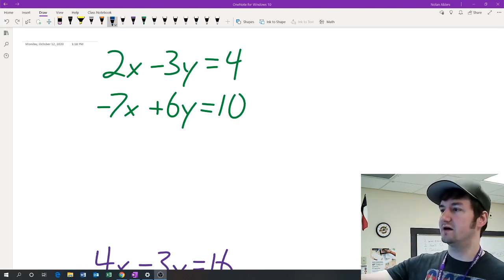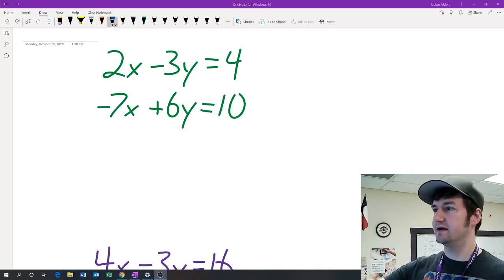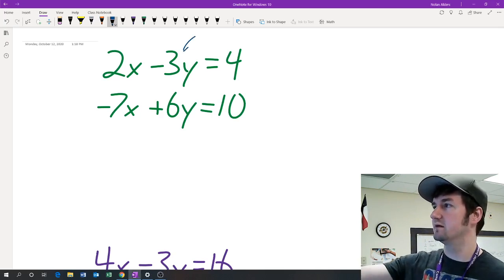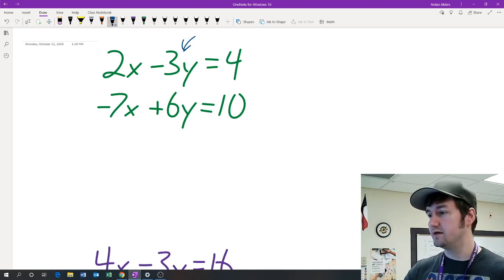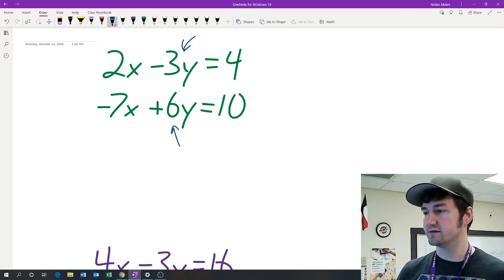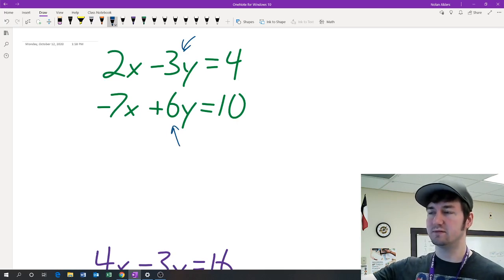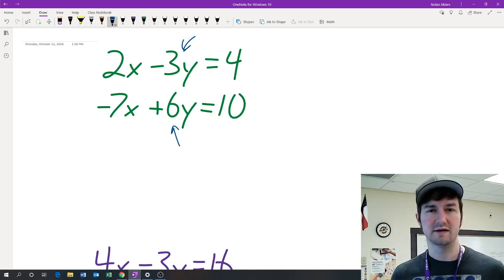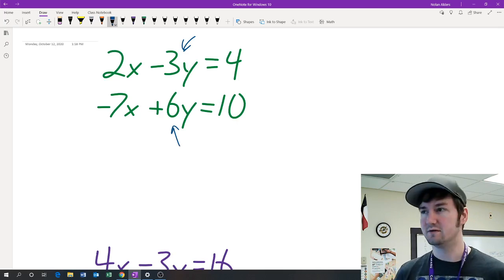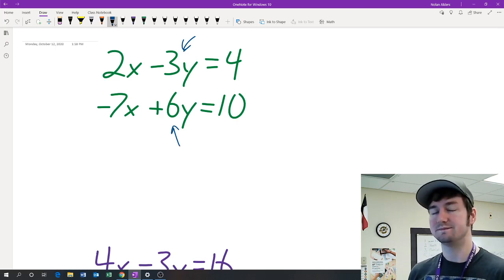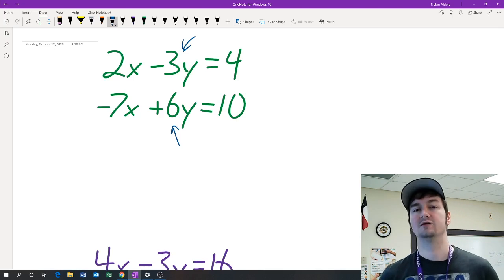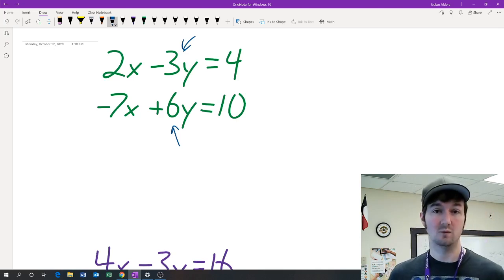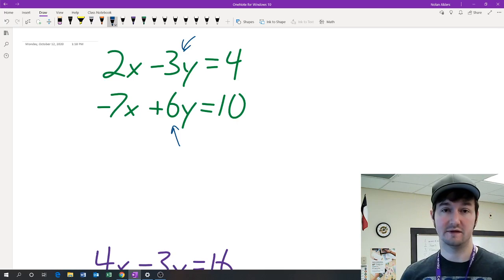Notice that in this top equation, if I take that negative 3y right here and multiply it by 2, I'll get negative 6y. Then notice down here in the bottom equation, I have a plus 6y. If I take that negative 6y from above and add it to the positive 6y, they'll cancel out, or they'll add to 0, eliminating them from the equation. So we'll only have one unknown, and that'll be our x. That's the overall strategy when it comes to elimination. We're trying to eliminate one of our variables so that we can solve for the other one.